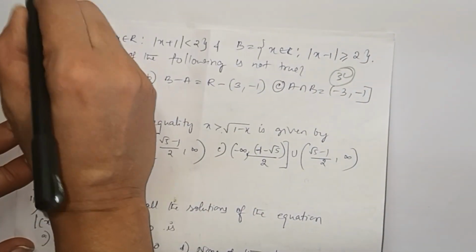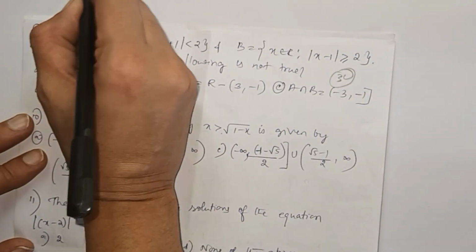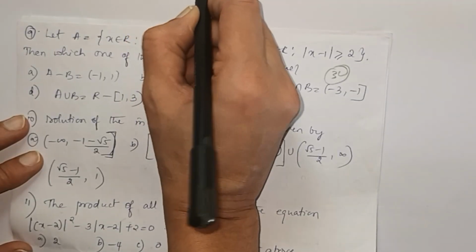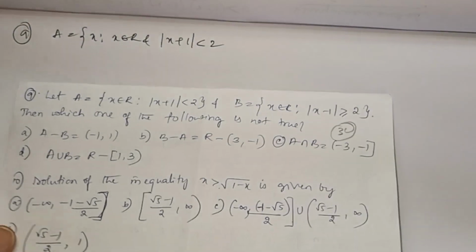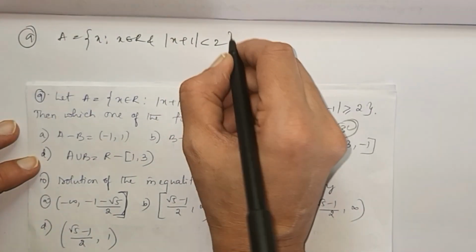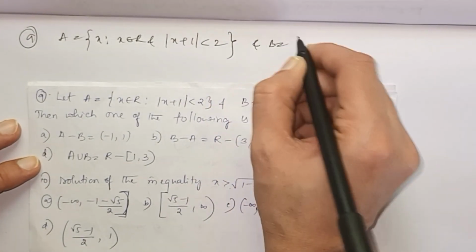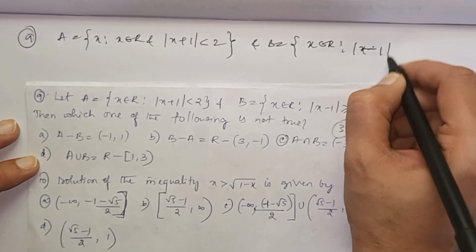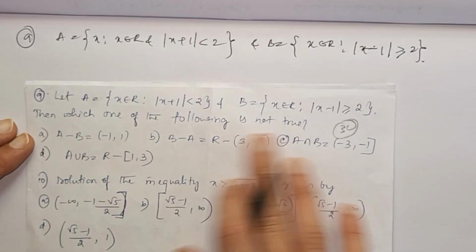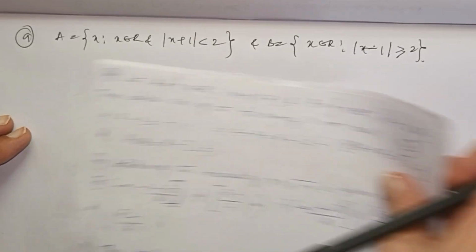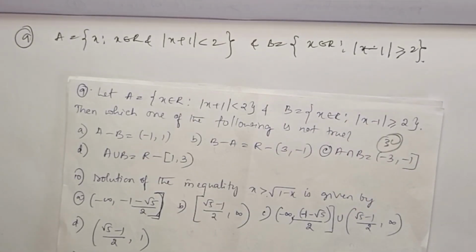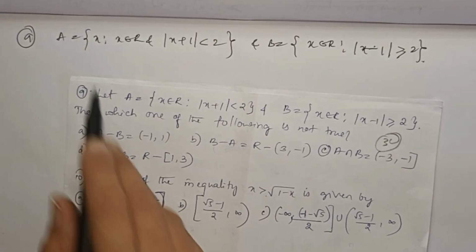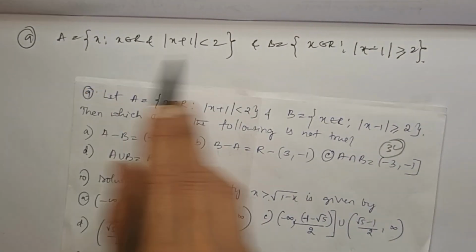See the ninth question. Let A = {x : x belongs to R and |x + 1| < 2}. This is the question. And B = {x belongs to R : |x - 1| ≥ 2}. Which of the following is not true? That we have to find out. Now, to get the answer, we have to check with every option. To check with every option, first we have to get the set A and the set B.